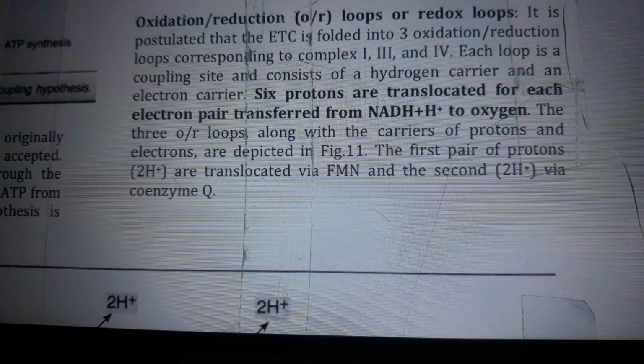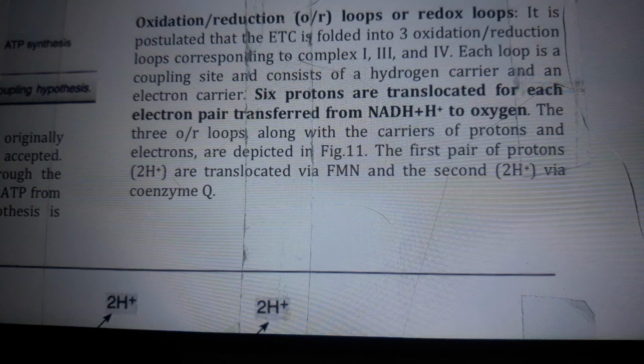Oxidation and reduction loops, or redox loops. It is postulated that the ETC is folded into 3 oxidation-reduction loops corresponding to complexes 1, 3, and 4. Each loop is a coupling site and consists of a hydrogen carrier and an electron carrier. 6 protons are translocated for each electron pair transferred from NADH plus H plus to oxygen through the 3 oxidation-reduction loops, along with the carriers of protons and electrons, as depicted in the figure.